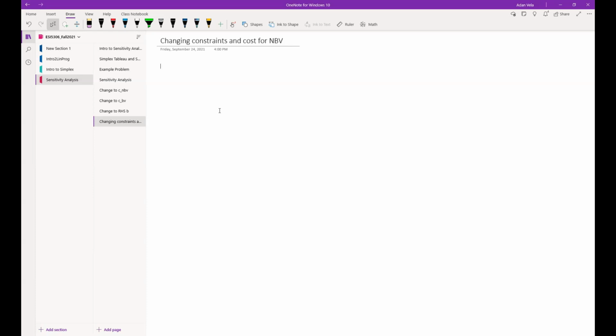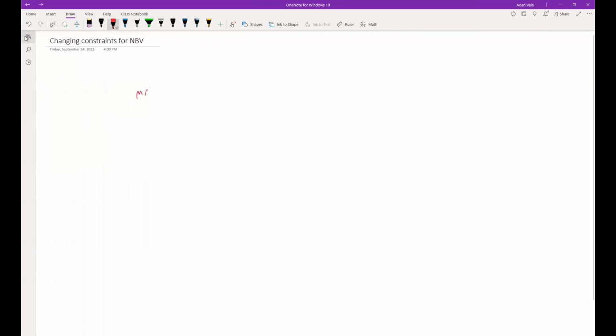So we actually did part of this, so maybe we don't really need to do it. We already did the change for a cost. But let's say we change the constraints for a non-basic variable. What do I mean by that? Again, let's say we had our optimization, and I'm going to write it in the matrix form.